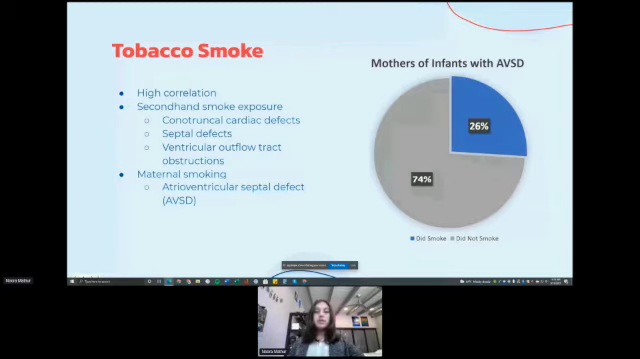Direct maternal smoking during the periconceptional period contributes to the development of atrioventricular septal defect, or AVSD. This is a defect in which the valves between the right and left sides of the heart have not been formed properly. Smoking is significantly linked to the development of this particular defect, as 26% of mothers of AVSD patients report smoking during pregnancy.